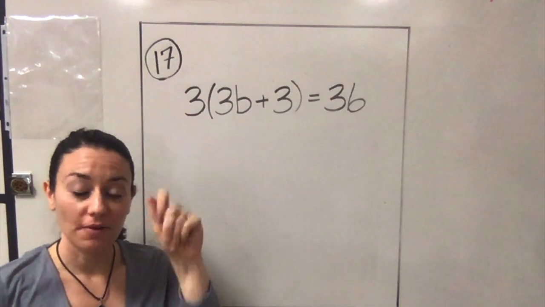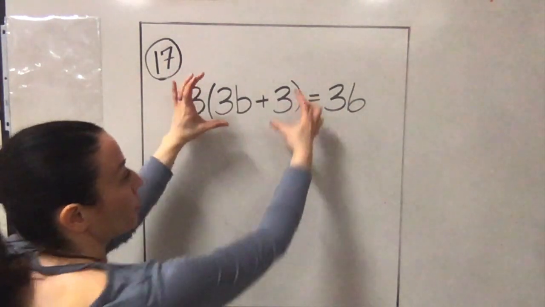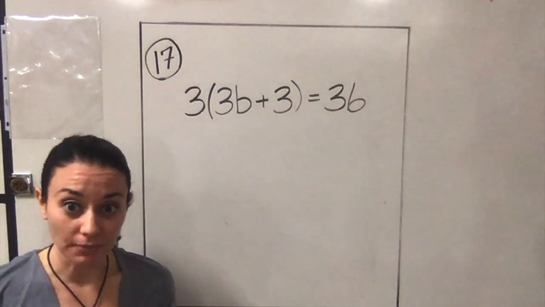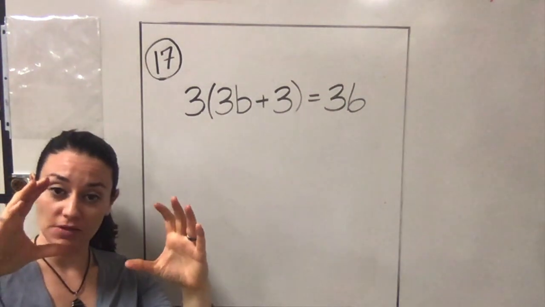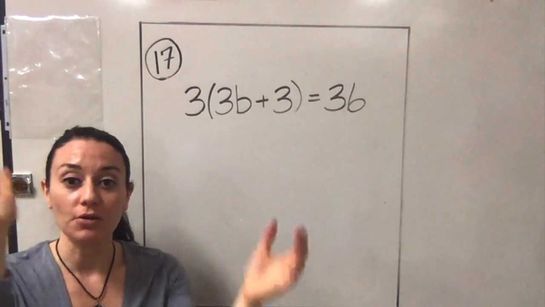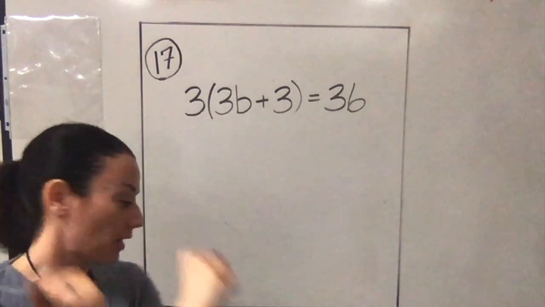So let's look at the top of page 2. We're doing number 17. And we see some parentheses. What do parentheses tell you to do? They tell you to multiply, right? So when there's a coefficient, which is a 3, outside of parentheses, we need to do what? Hold your finger in the air, say distribute, multiply. Do it again. Distribute, multiply.